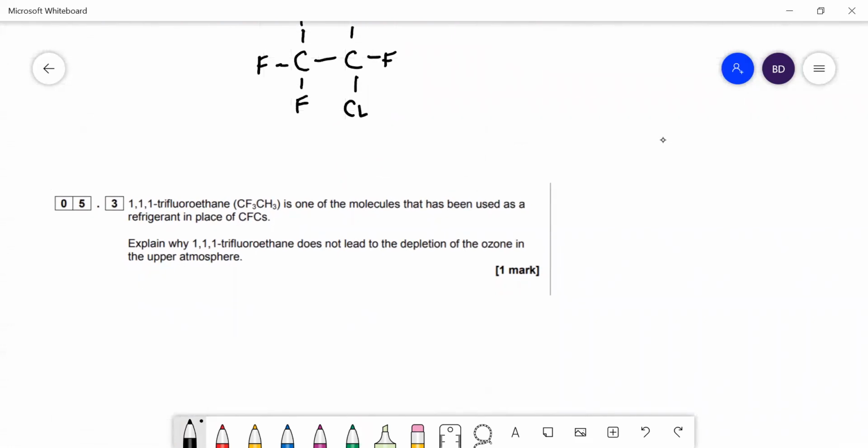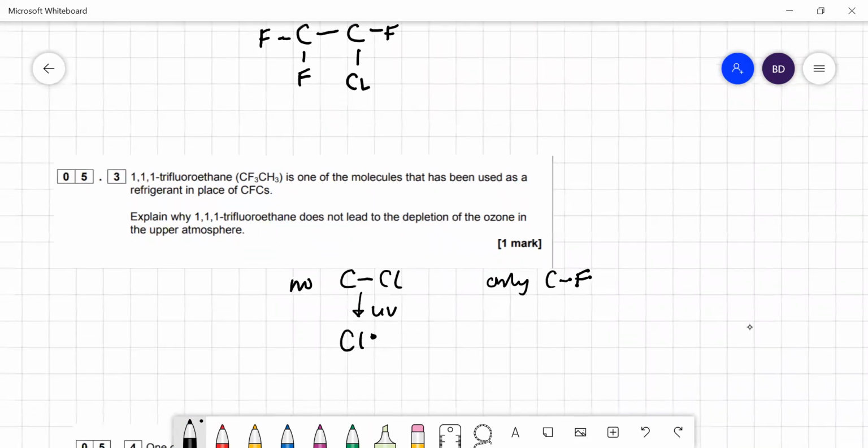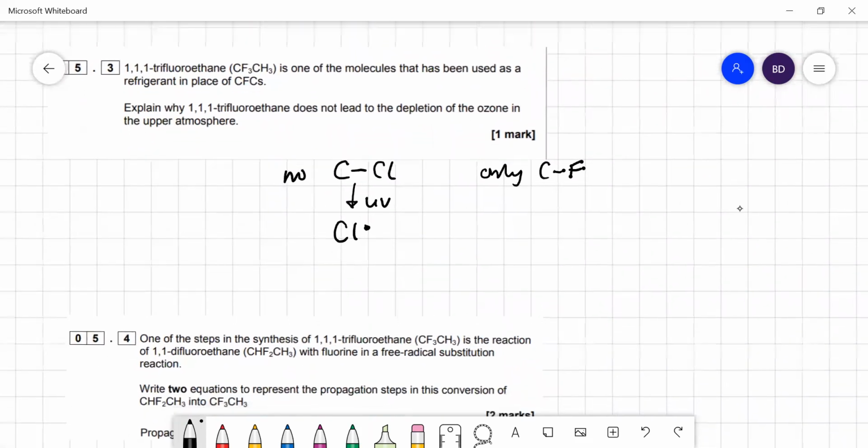1,1,2-trifluoroethane is one of the molecules that has been used as a refrigerant in place of CFCs. Explain why this doesn't lead to depletion of the ozone layer. Right, because it doesn't contain any carbon-chlorine bonds. It only contains carbon-fluorine bonds. And it's the carbon-chlorine bonds which are broken by UV to give rise to a chlorine free radical, which then causes depletion of the ozone layer. That's far too much to say for 1 mark, but it's not difficult, I would say, all of that, just to be on the safe side.